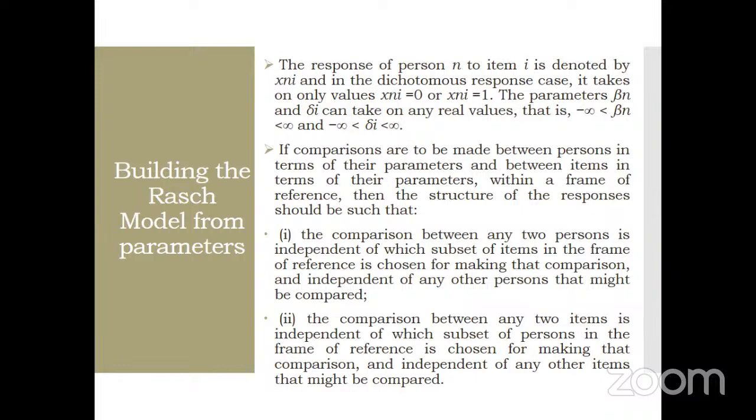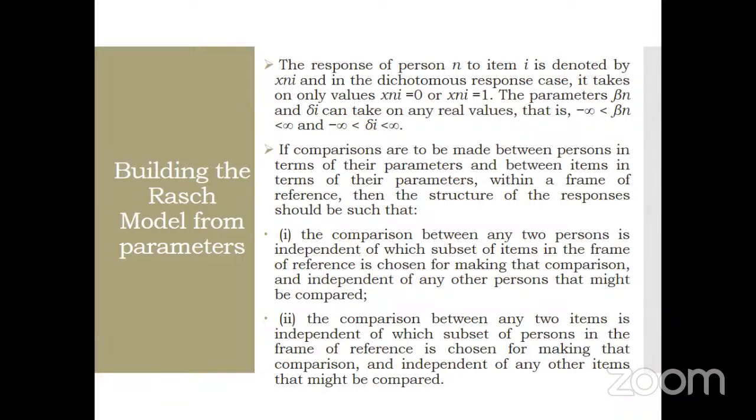Now, these parameters, beta n and delta i, can take on any real values. Why? Because the person's trait level and the difficulty level of the item can take on any real values, ranging from minus infinity to plus infinity.